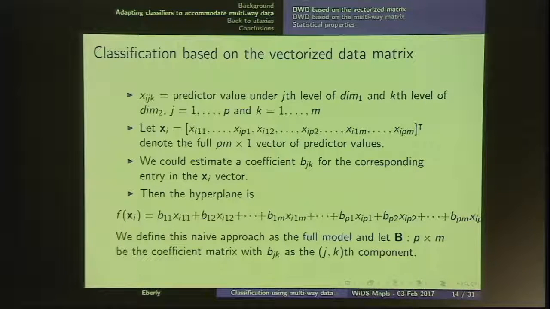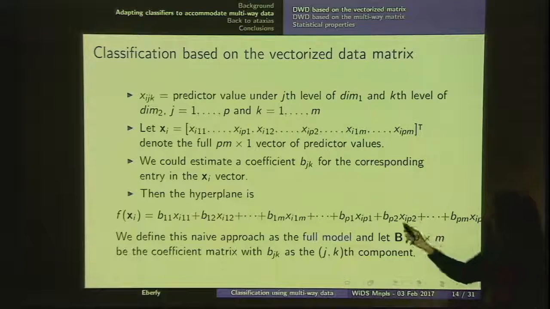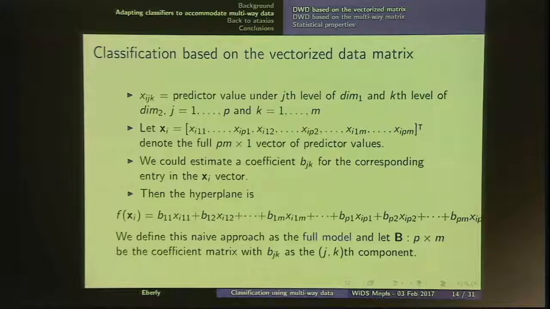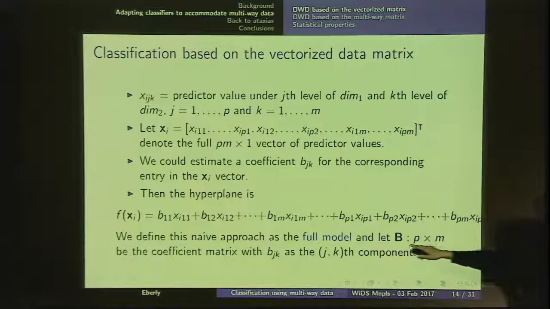So we're going to define this as the full model because I have as many coefficients as I have combinations of metabolites and regions. I've done no dimension reduction yet. Okay, so my coefficient matrix is of size p times m. P is the dimension of my first dimension, and m is the dimension of my second dimension.